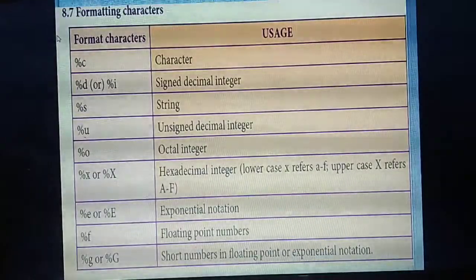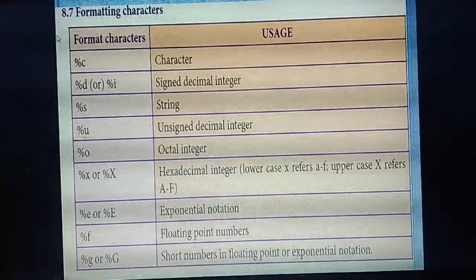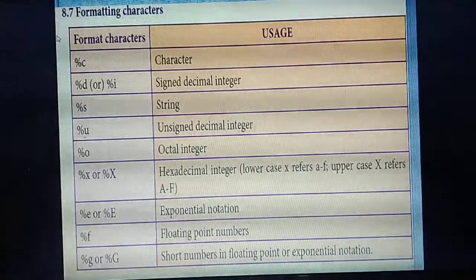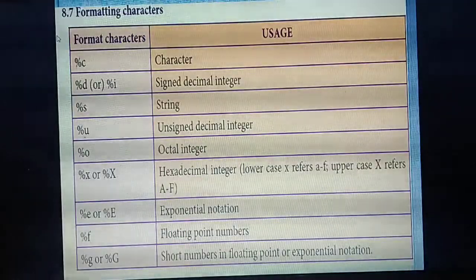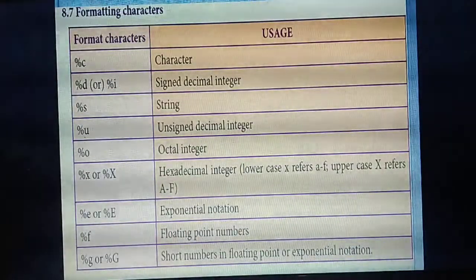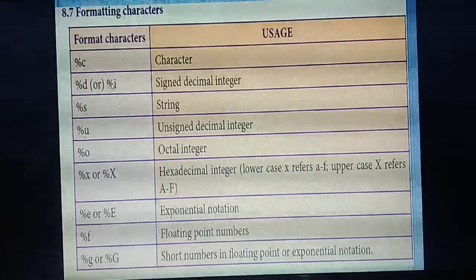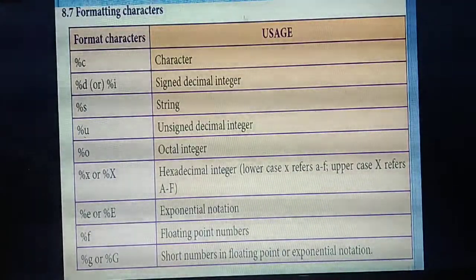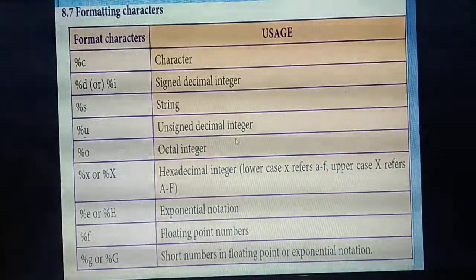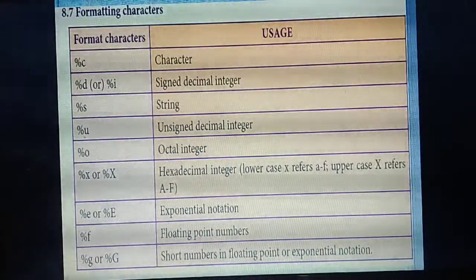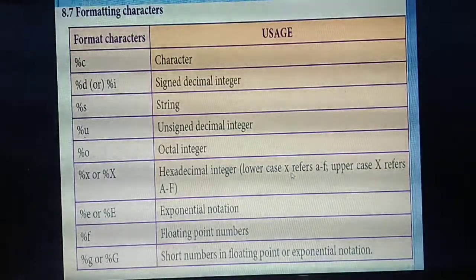In a program they will mention percentage c like this. Percentage c means you are going to specify a character, like A, B. Characters separately you need to specify with percentage c. Numbers you can give with percentage d or i, as we studied in the last program. s means string, u means unsigned integers, o means octal numbers, then hexadecimal numbers. Here you can refer to lowercase only.